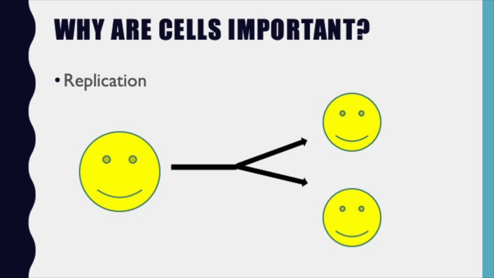So we see on the left side, we have one smiley face. That's just one cell. And the cell is essentially able to clone itself. So it goes through a really cool process that we'll kind of talk about later. And it's able to replicate itself so that we get two smiley faces or two cells. And it's able to do that a lot of times. And as a result of that, we're able to do things like grow and change over time.